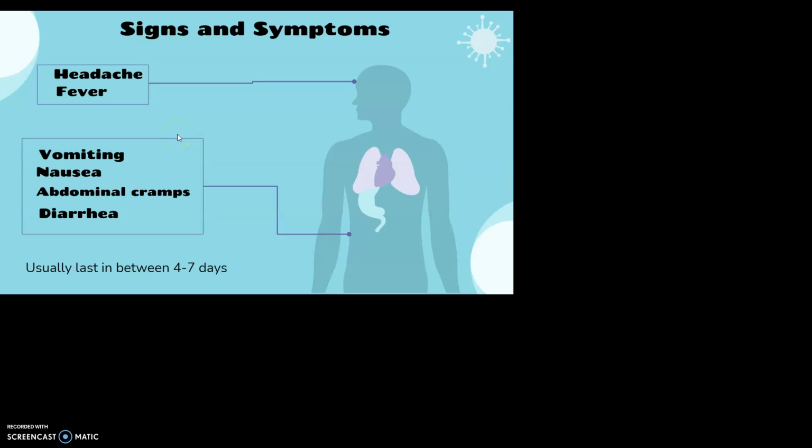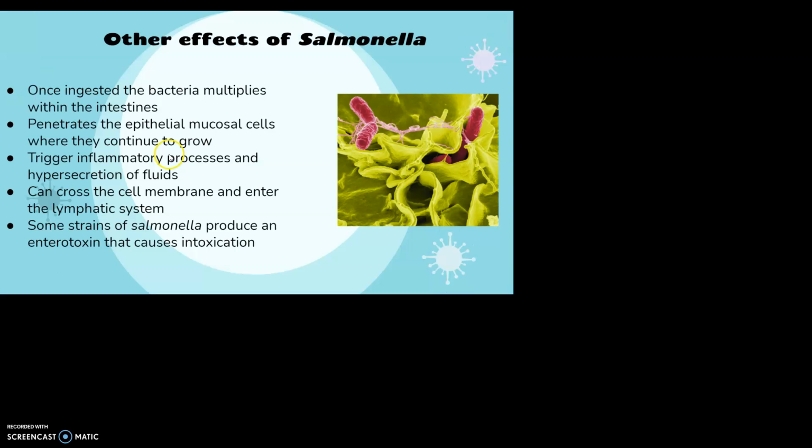Different signs and symptoms. So we have headache and fever. One can also get vomiting, nausea, abdominal cramps and pains, and diarrhea. And this will usually last between 4 to 7 days, about a week or so. Here are just some other effects of the salmonella. Once it is ingested, the bacteria actually multiplies within the intestines. So this is a disease that is very big when it comes to affecting our GI tract.